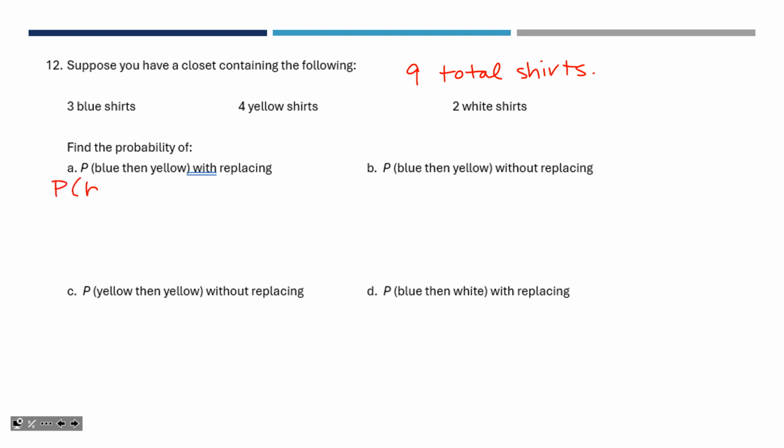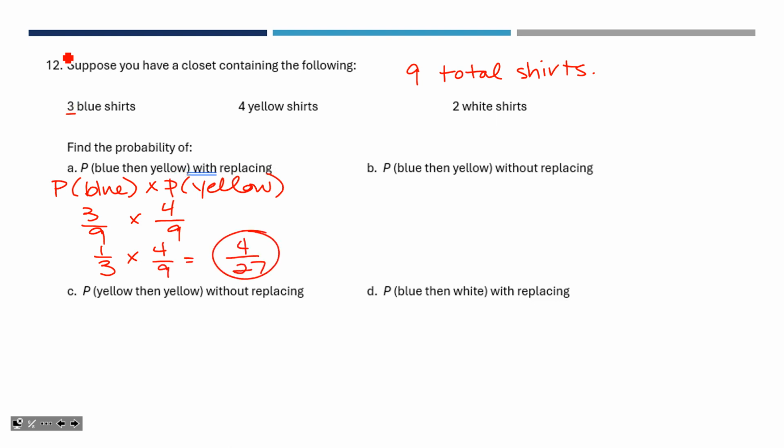So I need the probability of a blue times the probability of a yellow but with replacement. So the probability of a blue, well, there's 3 blue out of 9, right? With replacement, that means I'm putting it back, so there's still 9 shirts. Now what's the probability of a yellow? There's 4 yellow, right? So I'm going to reduce this first just to make it easier. To multiply, my answer should be 4 out of 27.